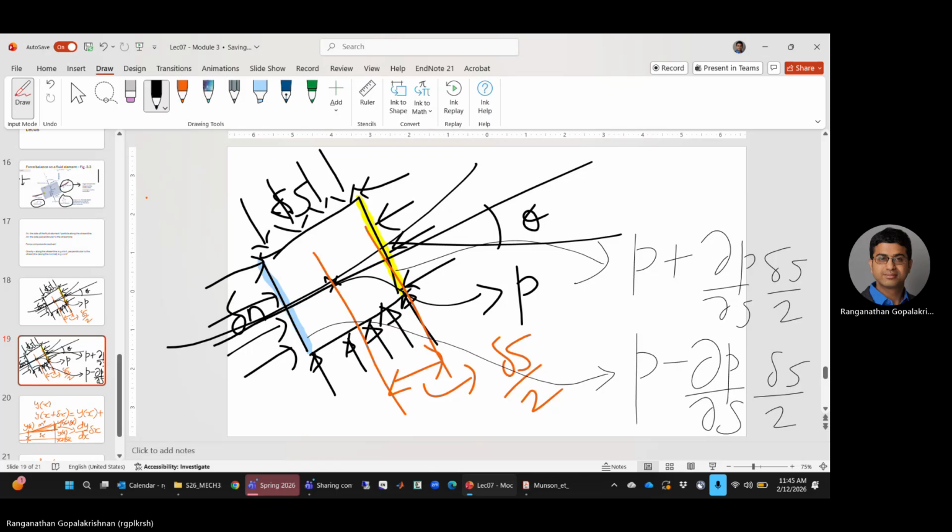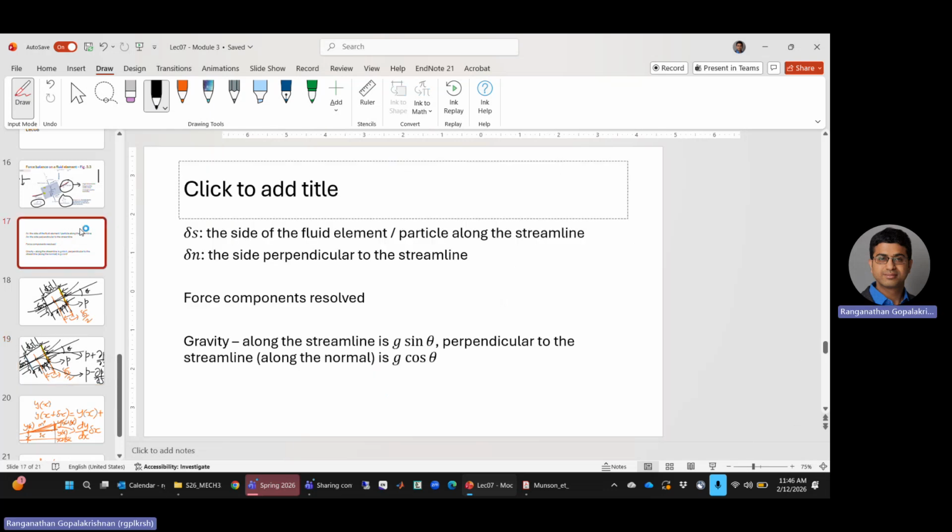Okay. I can make you do the same for the other direction. Instead of the pressure gradient along the streamline, you would be dealing with the pressure gradient normal to the streamline. Okay, let's not waste time on that. We have talked about gravity. I told you gravity has to be resolved along the streamline, and that contribution is g sine theta.